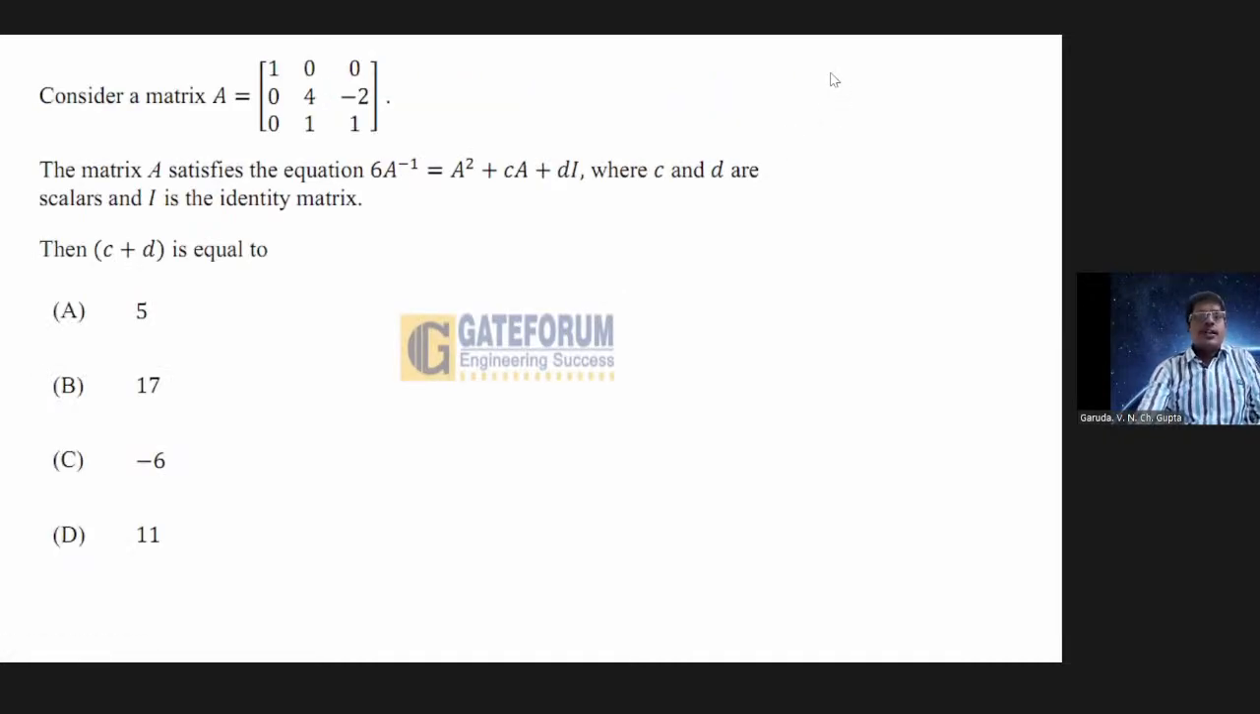So next question. Consider a matrix A, a 3 by 3 matrix: 1 0 0, 0 4 minus 2, 0 1 1. The matrix A satisfies the equation 6 A inverse is equal to A square plus C into A plus D into I. C, D are scalars, that is numbers, real numbers or complex numbers, anything. And I is the corresponding identity matrix. Then C plus D is equal to. So we can do such a problem by properties of eigenvalues or Cayley-Hamilton theorem. What is Cayley-Hamilton theorem? Every square matrix satisfies its characteristic equation.